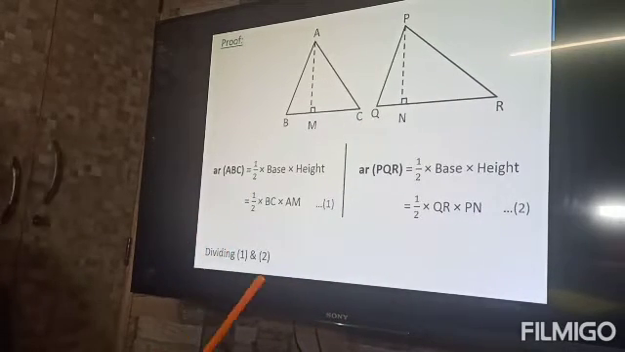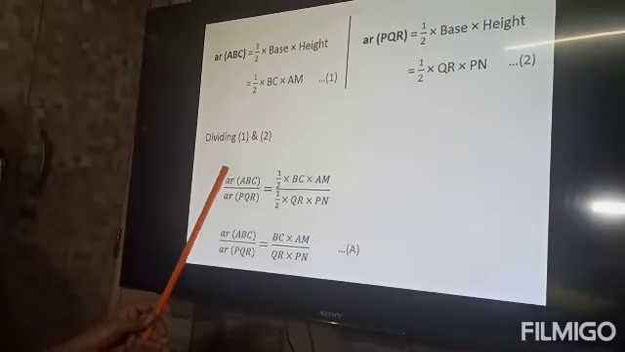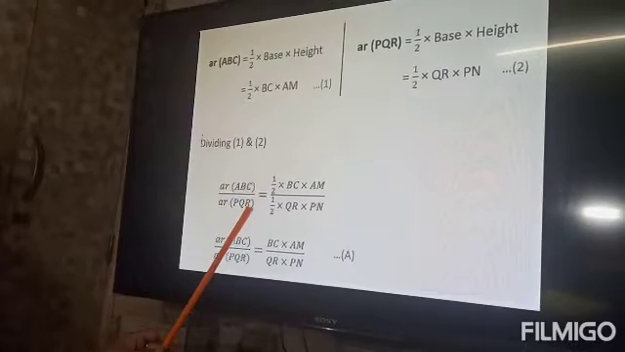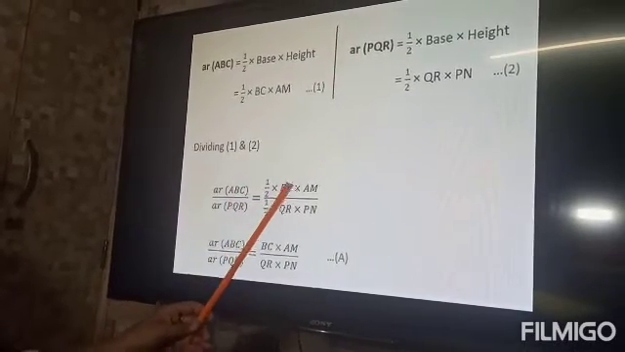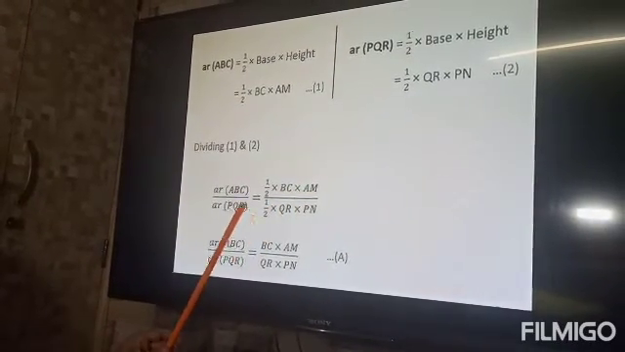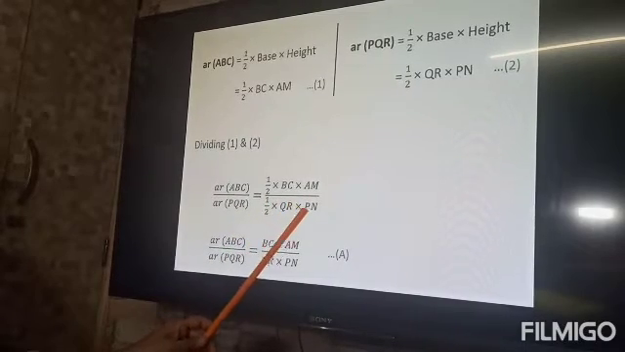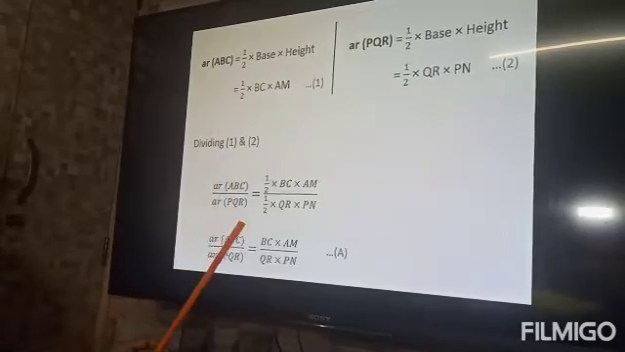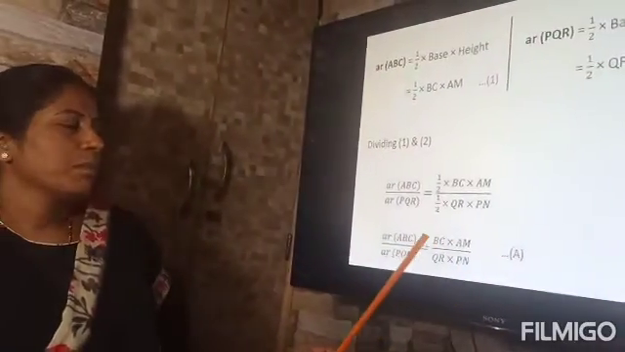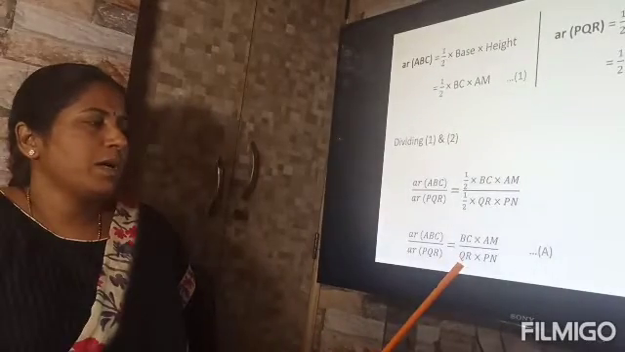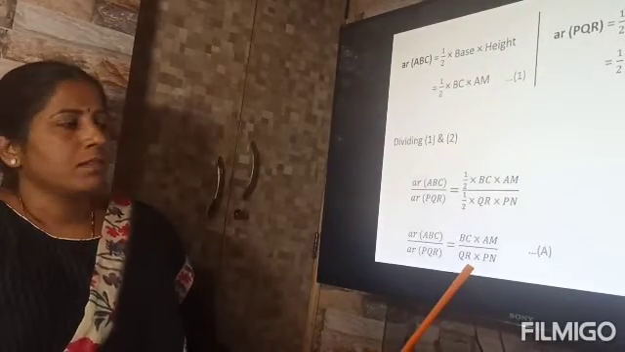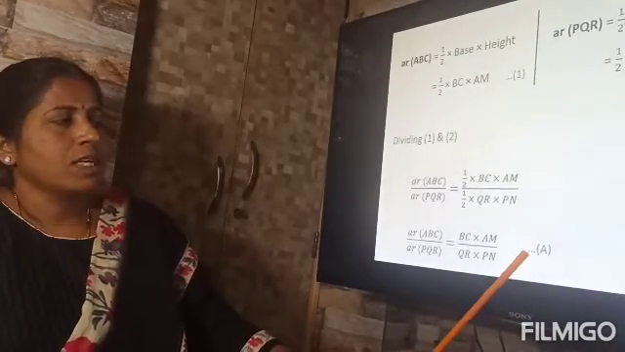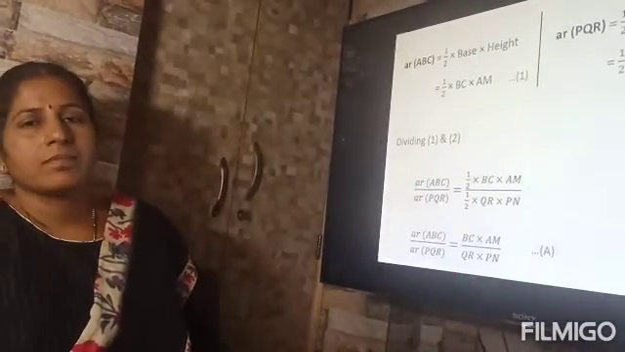Dividing 1 and 2, area of triangle ABC divided by area of triangle PQR is equal to half BC into AM divided by half QR into PN. Now we can cancel the common half in the numerator and denominator. Then this becomes BC into AM divided by QR into PN. This is the third equation, or we can call it equation A.